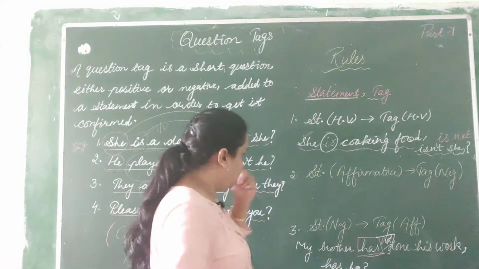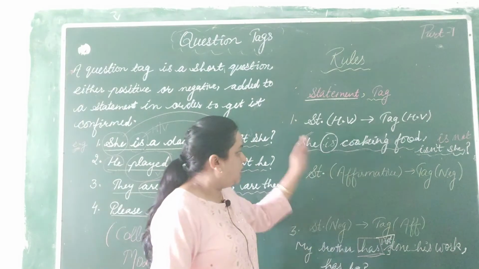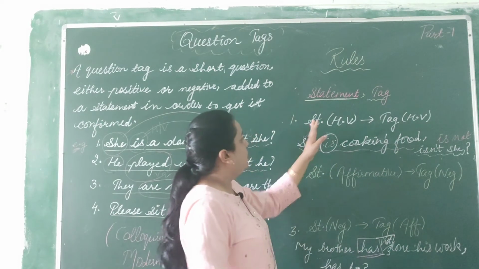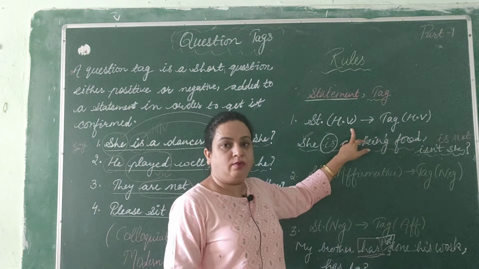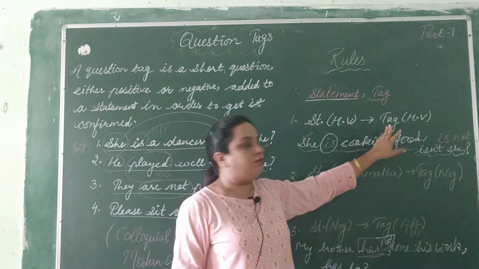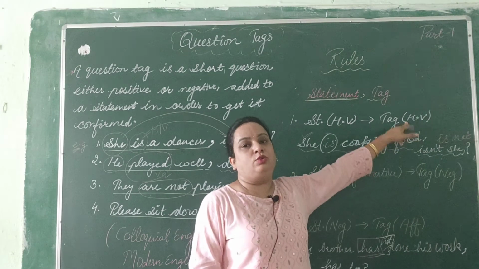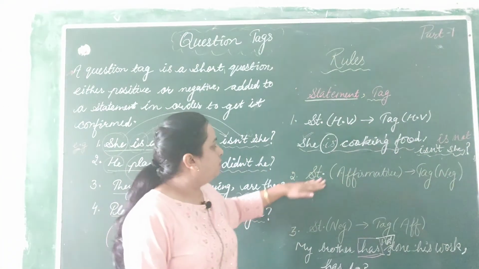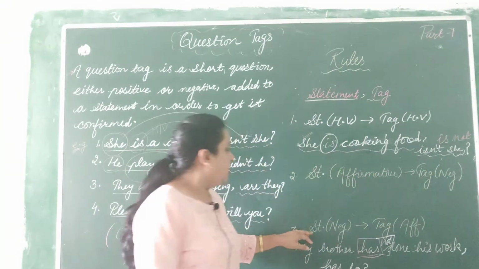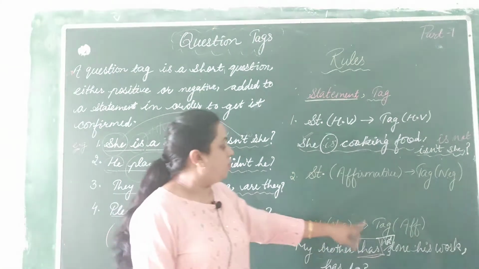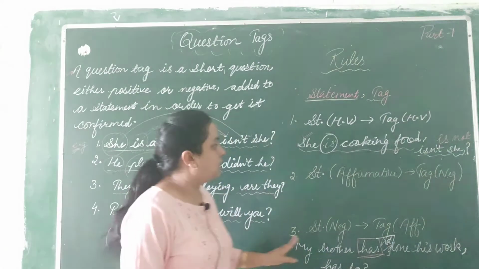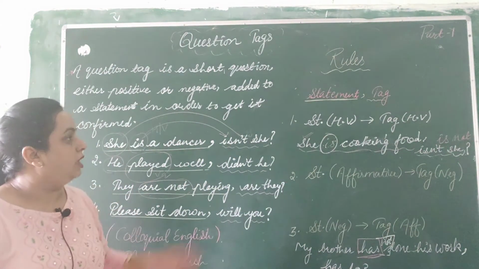So let's understand these rules with the help of examples. But before that, just take a screenshot of these first, second and third rules. First, the helping verb: we have to take the helping verb from the statement, and use the same helping verb in question tags also. Second, if the statement is affirmative, the question tag we add will be negative. And third, if the statement is negative, the question tag we add will be affirmative. So just take the screenshot and we will discuss this with the help of more examples.